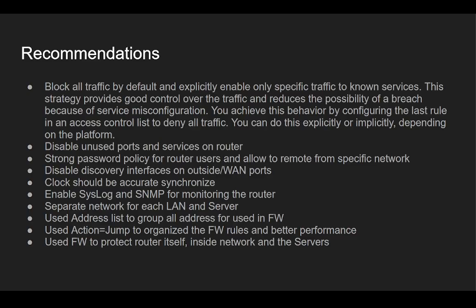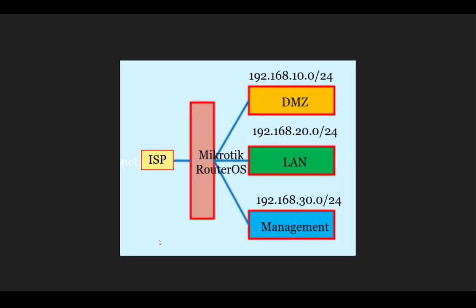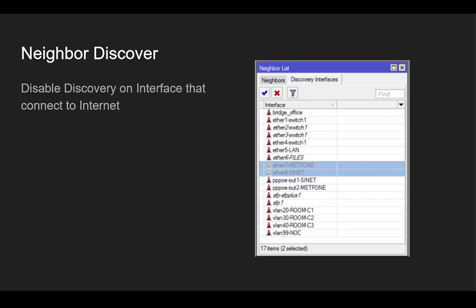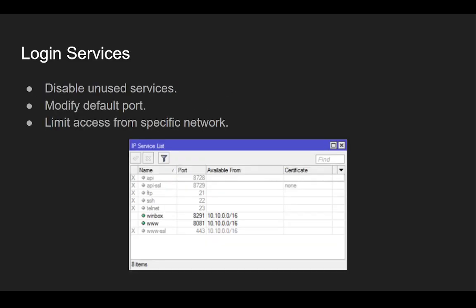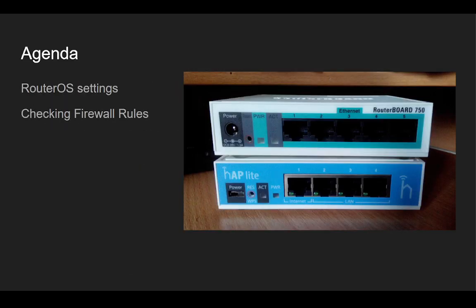Use address lists to group all addresses for use in the firewall. Perfect. Use action chains to organize the firewall rules and for better performance. Use the firewall to protect the router and to keep the inside network and the servers safe. Perfect. That's all. This is a list of checking configuration on MikroTik routers.